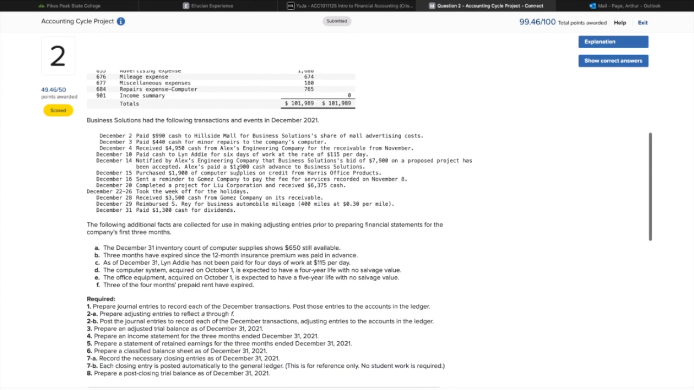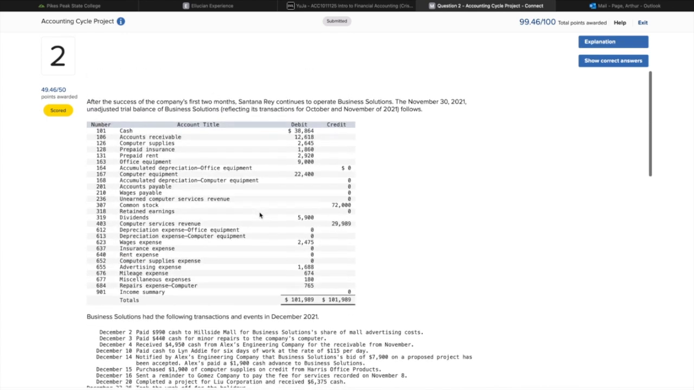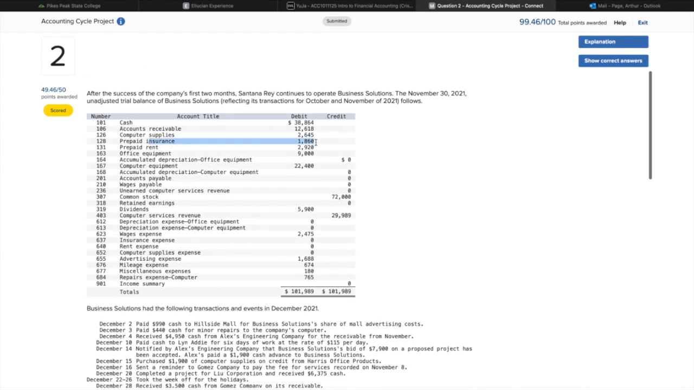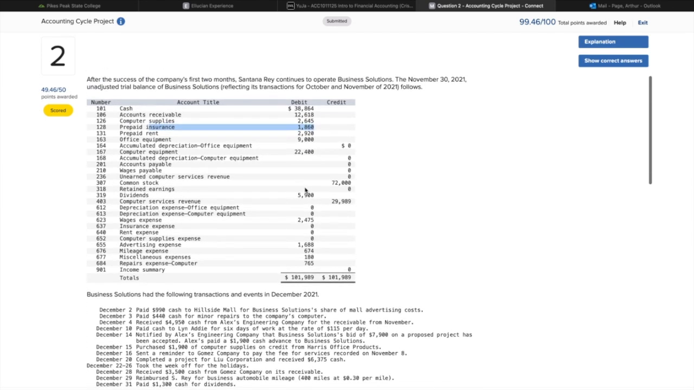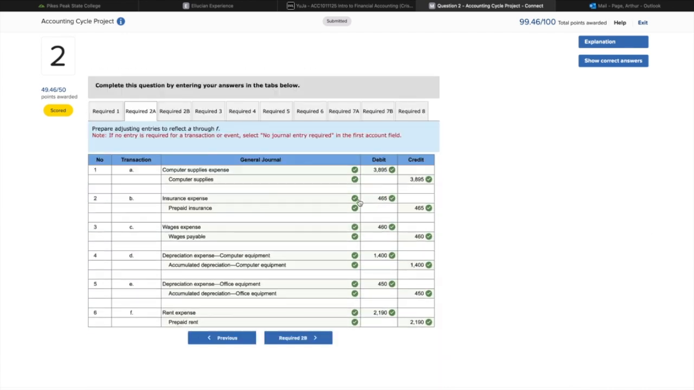We'll do one more. Part B, 3 months have expired since the 12-month insurance premium was paid. So I scrolled up to our prepaid insurance, 1,860. I divided that by 12 to get the price per month, which was $155 per month. Multiplied that by 3 months, which has been how long the business has been going for, October to December. And that gave me $465. So our insurance expense went up, we debited that, and our prepaid insurance went down.